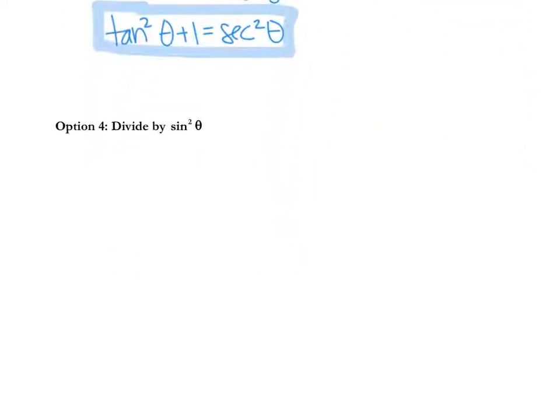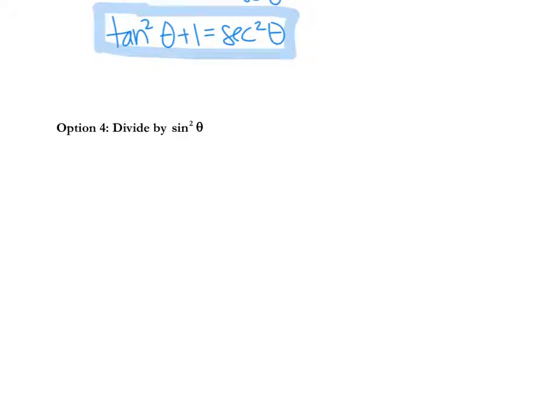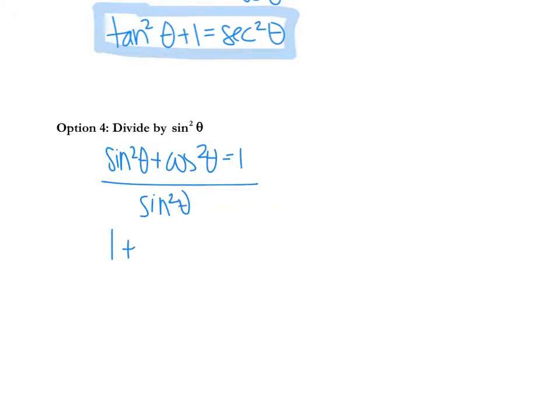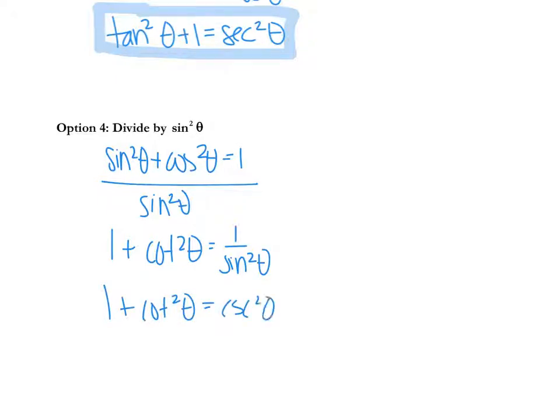Okay, and then the last one we have is sine squared. So starting off with the original, and we're going to divide everything by sine squared theta. So we get 1 plus cotangent squared equals 1 over sine squared. So 1 plus cotangent squared equals cosecant squared.